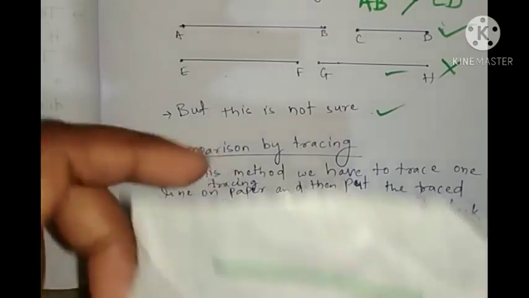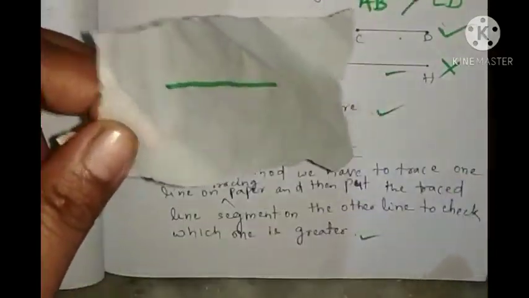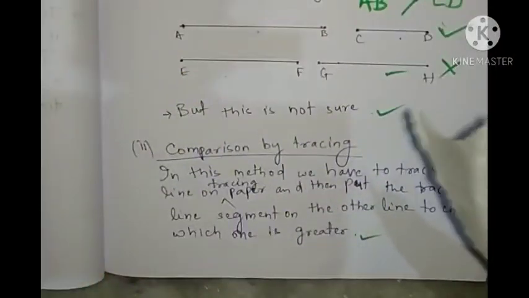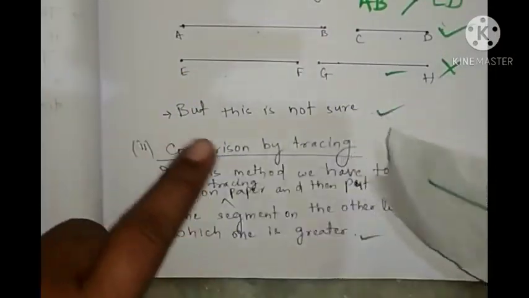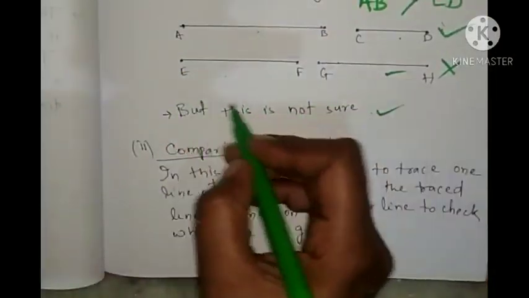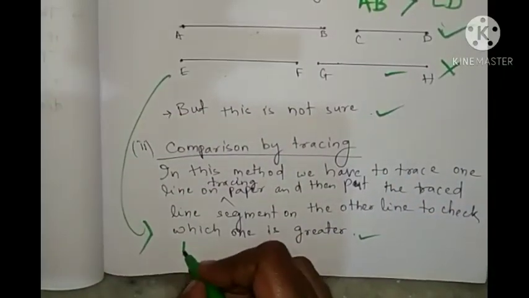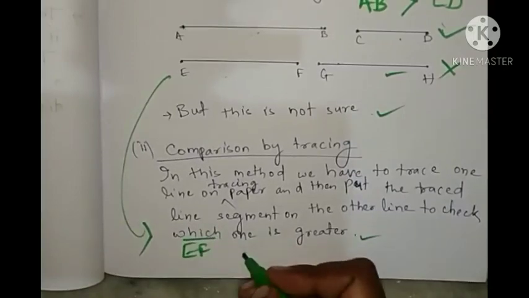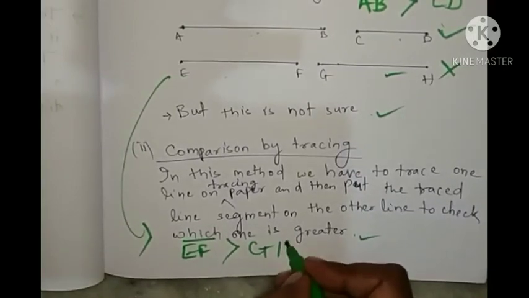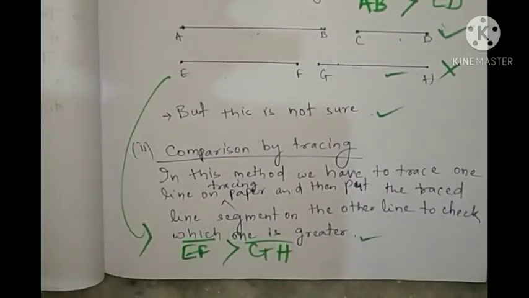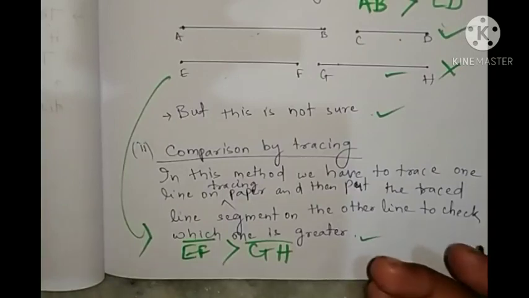We can see this by what? This tracing paper. By the use of tracing paper, you can find the small difference between these two lines. Here, EF is bigger than GH. How can we do this? We can do it by the use of tracing paper. That is comparison by tracing.